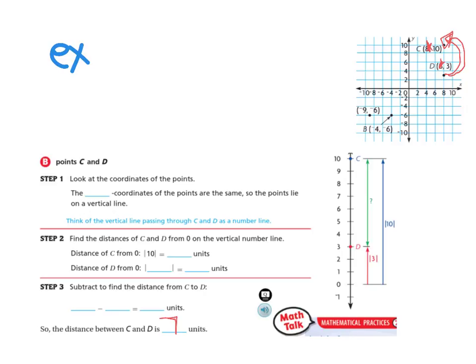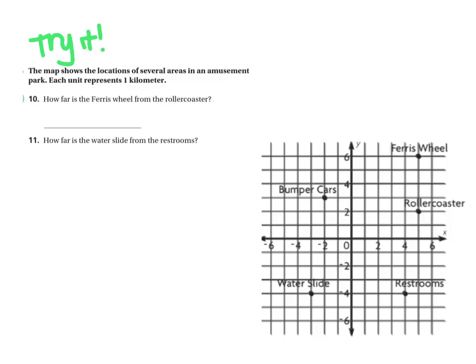So let's see if you can do it on a try it problem. So here we have a map that is showing the location of several areas in an amusement park. So how far is the Ferris wheel, up here, from the roller coaster? See if you can solve that. And also, how far is the water slide from the bathroom? Go ahead and try those on your own.